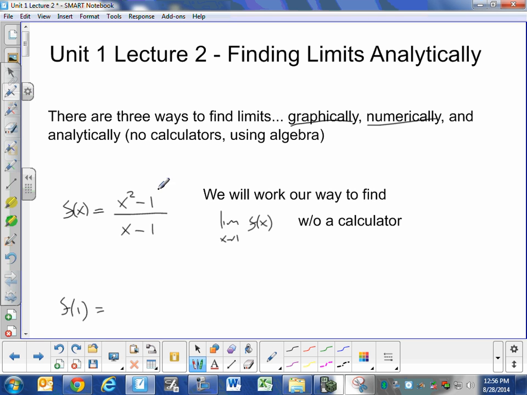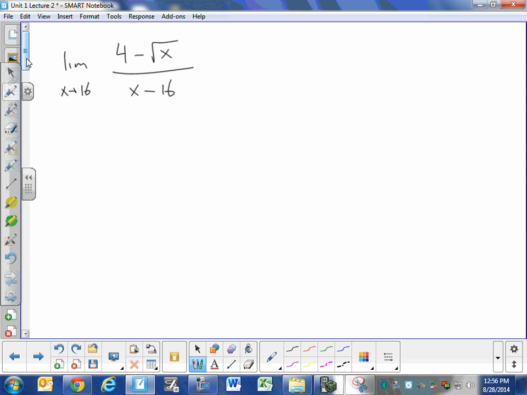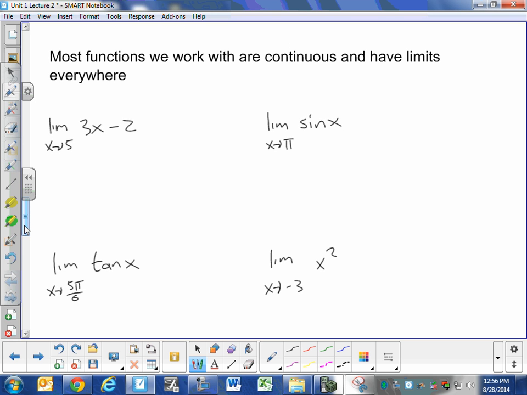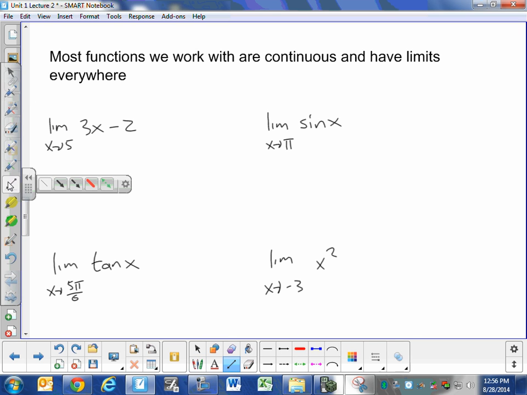Okay? And we're going to get back to this example of how to find the limit as x approaches 1 of this. But before we go there, let's go somewhere else. It's very important to know that most functions that we deal with are continuous functions that have limits everywhere. Let's take 3x minus 2. I'm asking you what is the limit as x approaches 5.